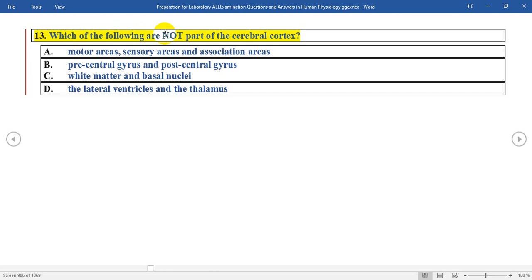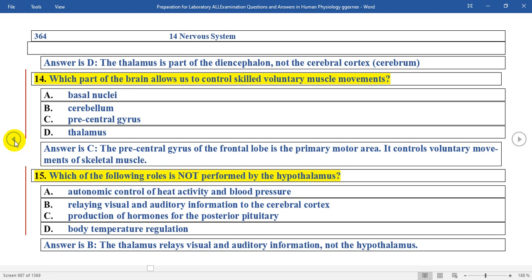Which of the following are not part of the cerebral cortex? Motor area, sensory area, and association area; precentral gyrus and postcentral gyrus; white matter and basal nuclei; the lateral ventricles and thalamus. The answer is D. 14. Which part of the brain allows us to control skilled voluntary muscle movement? Basal nuclei, cerebellum, precentral gyrus, thalamus. Answer is C.